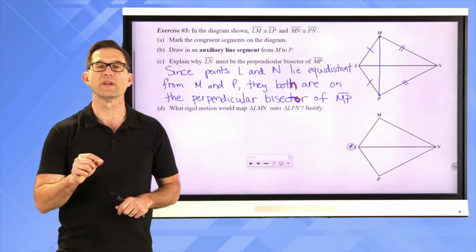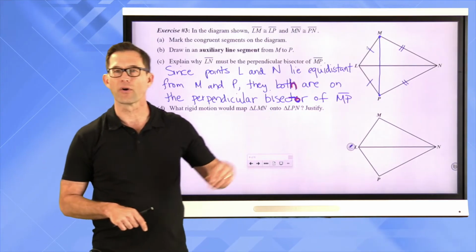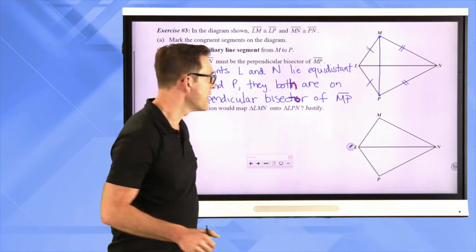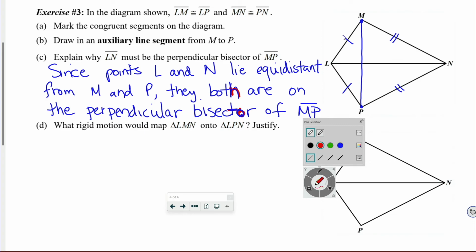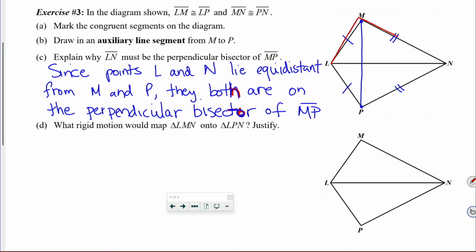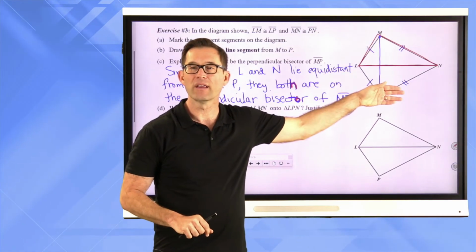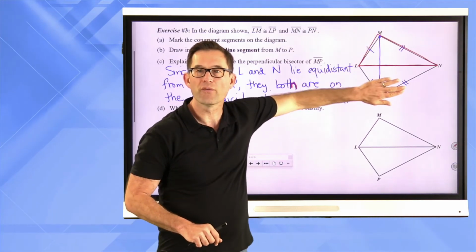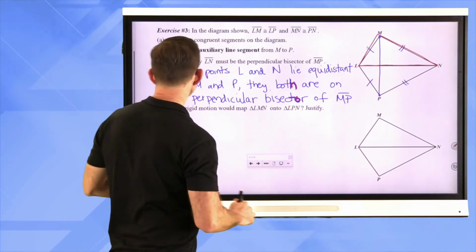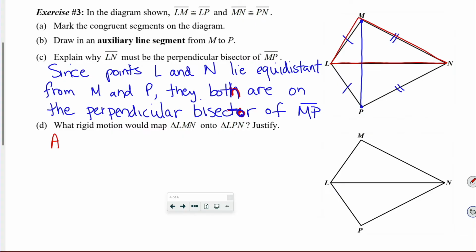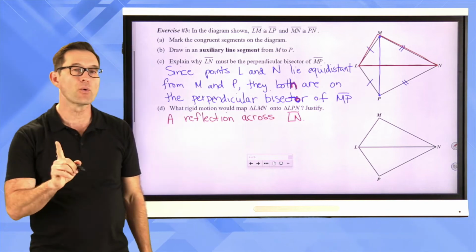Oftentimes, the rigid motion is obvious and the justification is a little bit harder. We're talking about triangle LMN. Let me outline that in red. I want to take that triangle and map it down here. Well, what would do the job? A reflection across LN. So first, let's write that down. A reflection across LN.